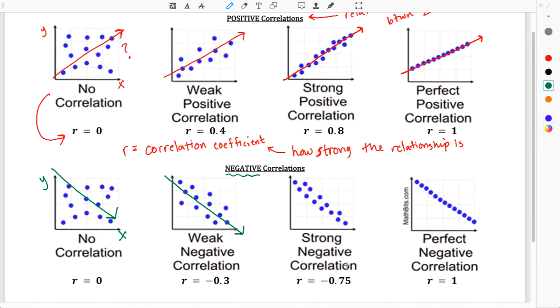And this is a strong negative correlation. They are strongly related. You can use one to almost guess the other one. And so negative 0.75. See, you're trying to get to 1. 0, no relationship. 1, perfect positive relationship. 0, not related. This should be negative 1. Negative 1 means they're perfectly related, but as one increases, the other decreases. So this negative here means it decreases.